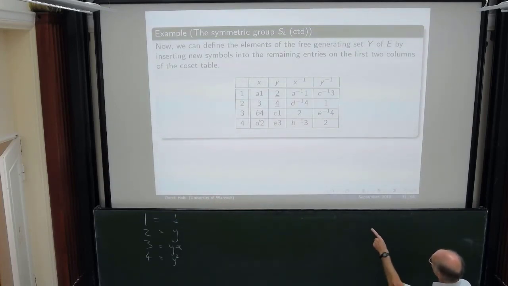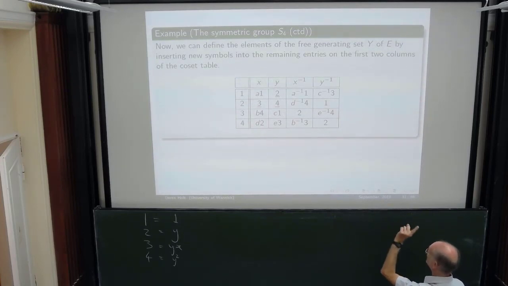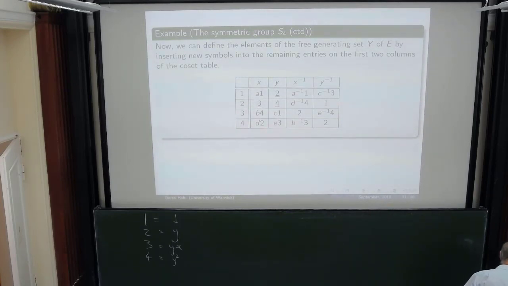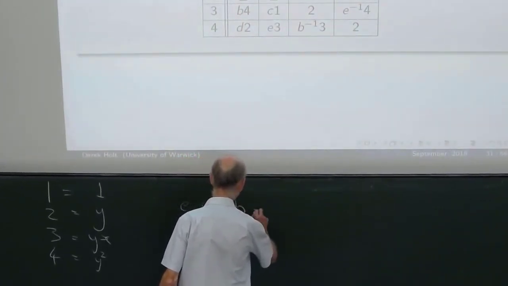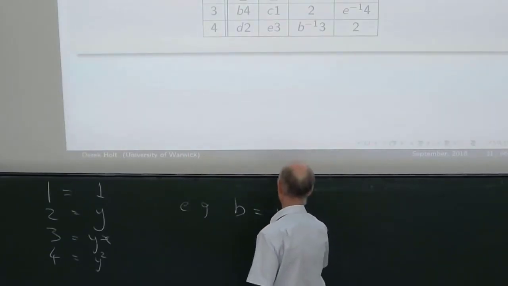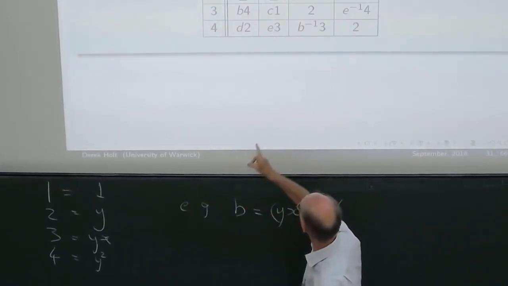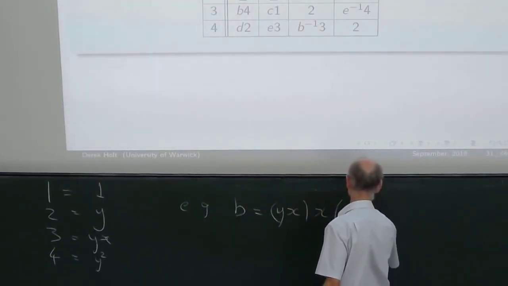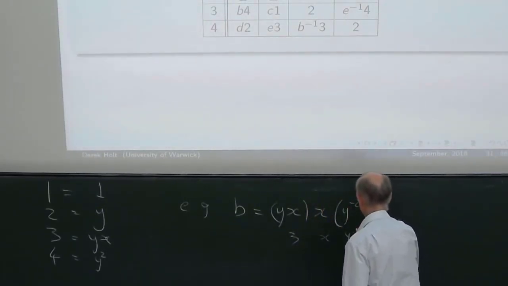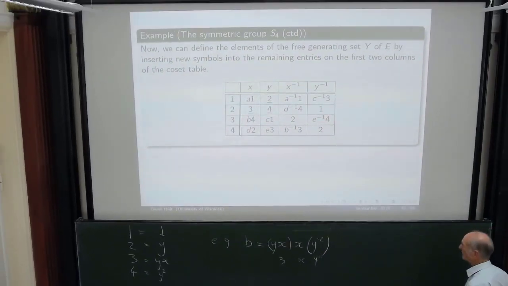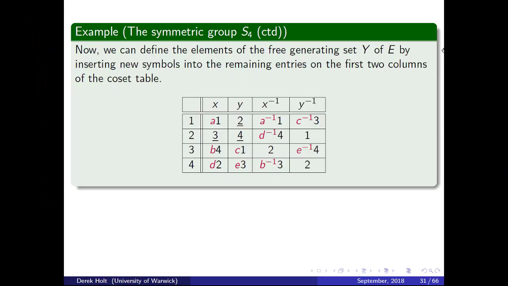b times 4. So if you wanted to, for example for B, we can work out what it actually is. It's yx times x times the inverse of 4, which is y to the minus 2. So that's 3x, 4 inverse, if you like. So these A, B, C, D, and E are exactly the Schreier generators, and you see, I've stuck their inverses in.